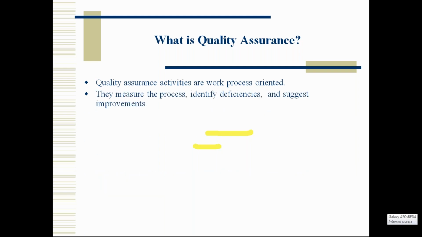Perfectly right. Okay. They measure the process, identify the deficiencies and suggest the improvement. कुछ उसमें problems है क्या, फिर उसमें improve करो. Correct. So this is what is in the quality assurance. The direct result of these activities are changes to the process.